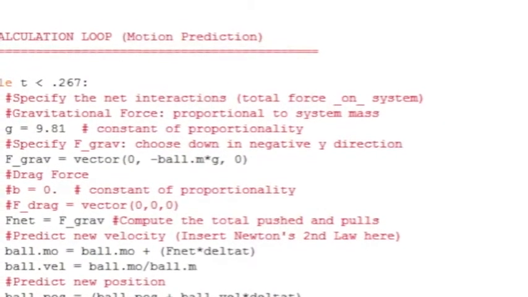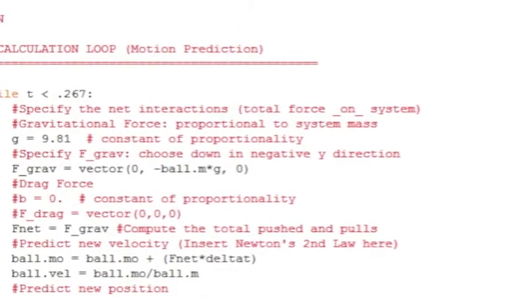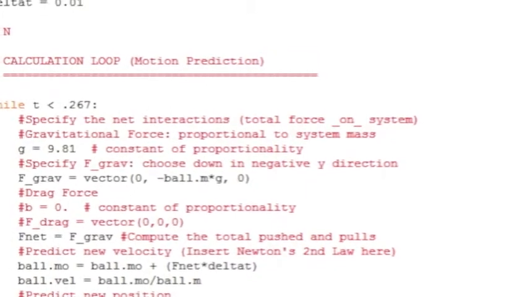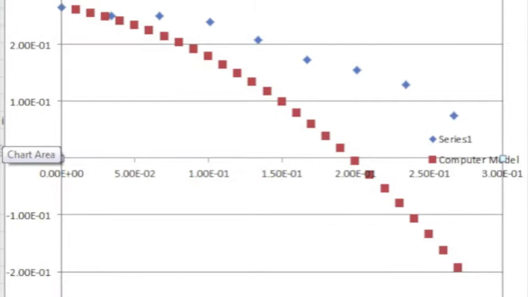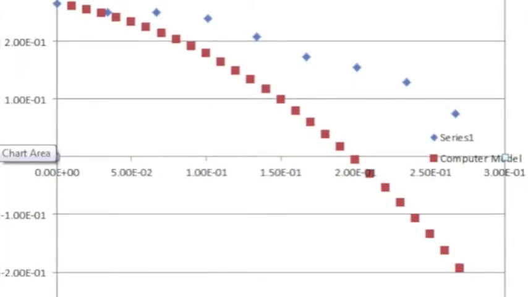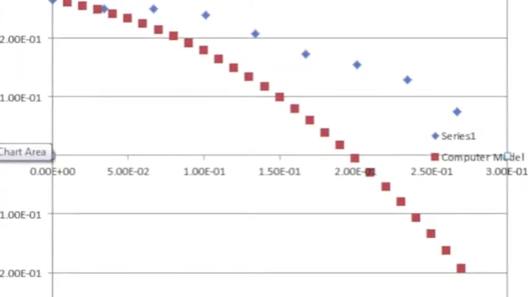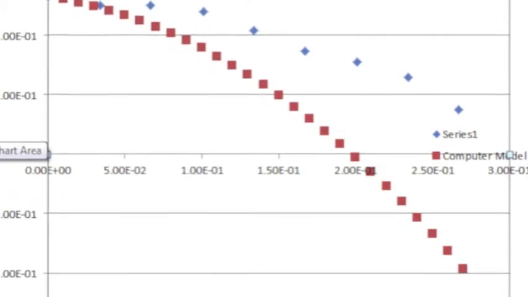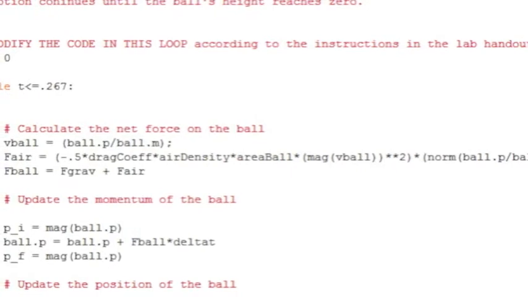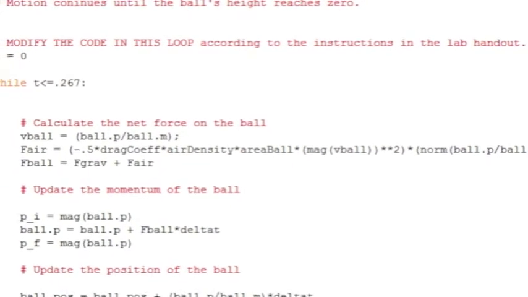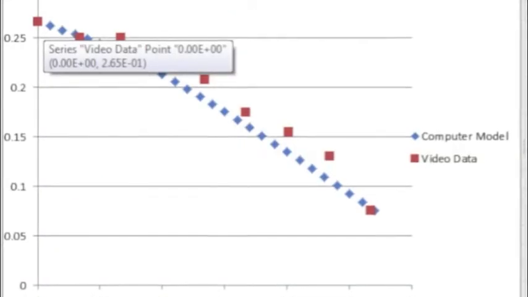I ran the code and graphed my video data against my computer model using only gravity as the net force. As you can see, using only gravity was a pretty bad model. Assuming air resistance had something to do with it, I rewrote my code to account for that. Using a drag coefficient of about 40, I got the video data and the model to match up pretty well.